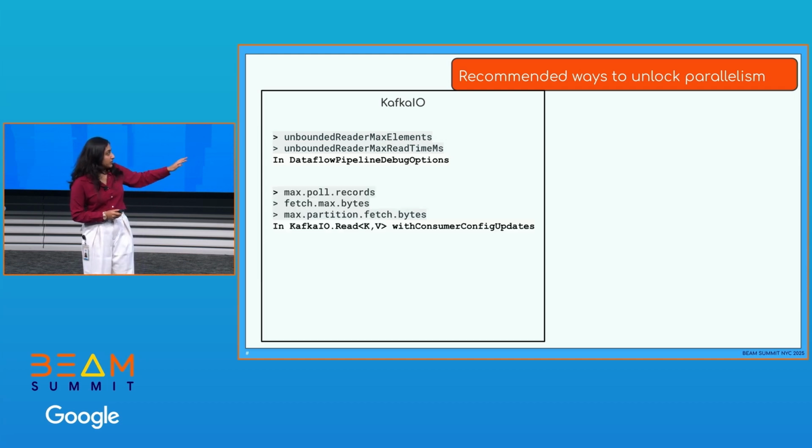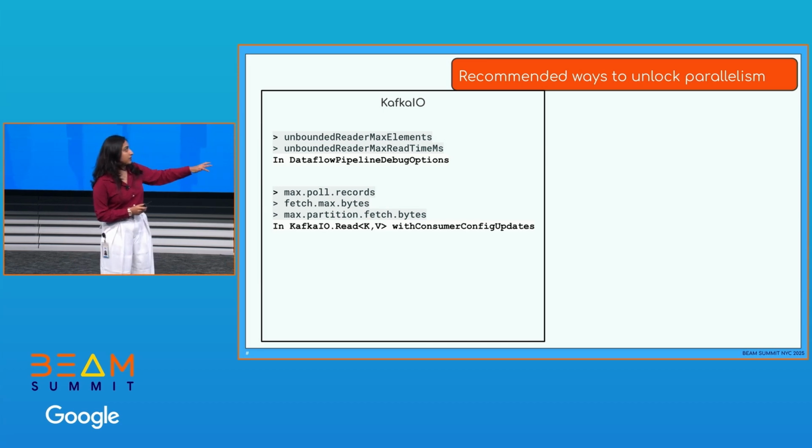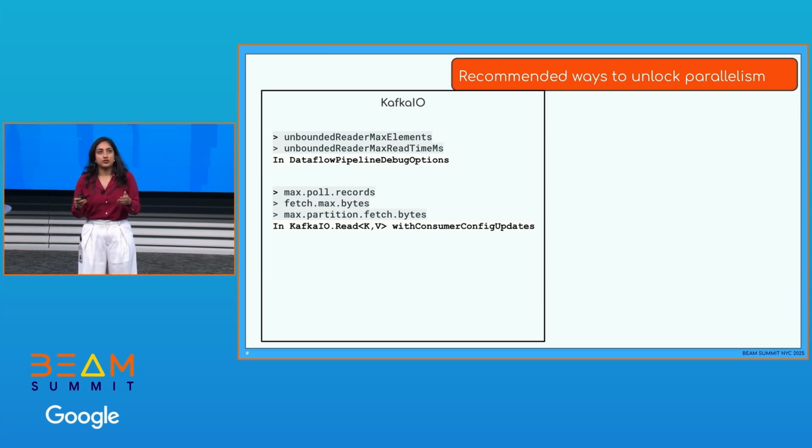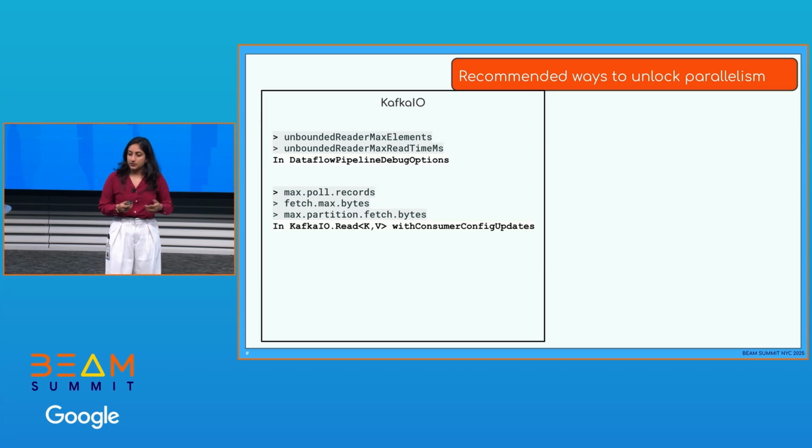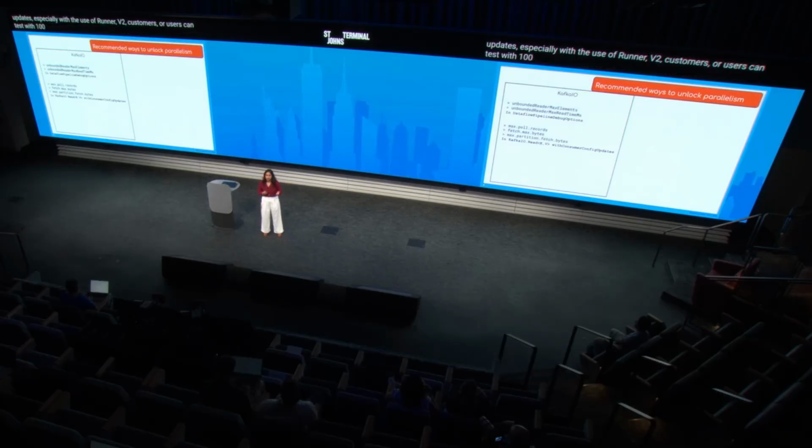Similarly, we have max poll records, fetch max bytes, and max partition fetch bytes. Increasing the values for these parameters will allow more messages to be fetched from Kafka to Dataflow, and thereby reducing the number of requests that have to be made. In turn, improving the performance, but again, may slightly increase the latency of the read from Kafka step. The default values of 500, 1 MB, and 1 MB respectively can be set by calling with consumer config updates. Especially with the use of runner v2, customers or users can test with 100 MB instead of the default 1 MB and 10,000 or more rather than the default 500.